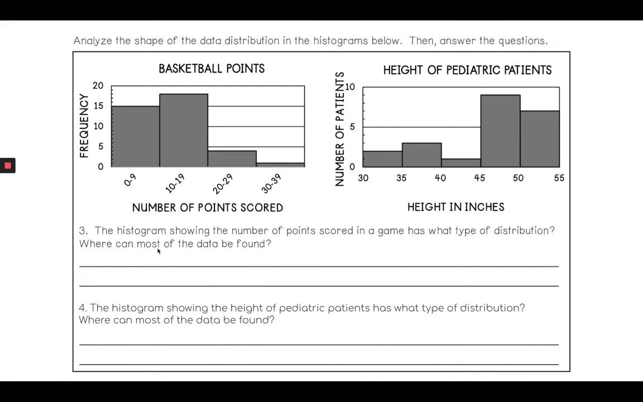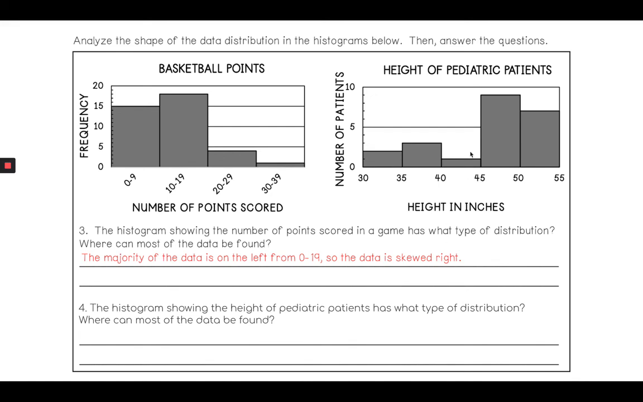Okay, so if I look at this one, the histogram showing the number of points scored has what type of distribution, and where can most of the data be found? Well, if I look at this one specifically, most of the data is right here. I mean, that's a big chunk of data between those first two because that's 15 and 18. You're looking at 33 of the points, which these ones only have 5. So I would say the majority is between 0 and 19 because that covers both of these ranges here. And it's also skewed right because there's this little tail coming off to the side going to the right. So the data is skewed to the right.